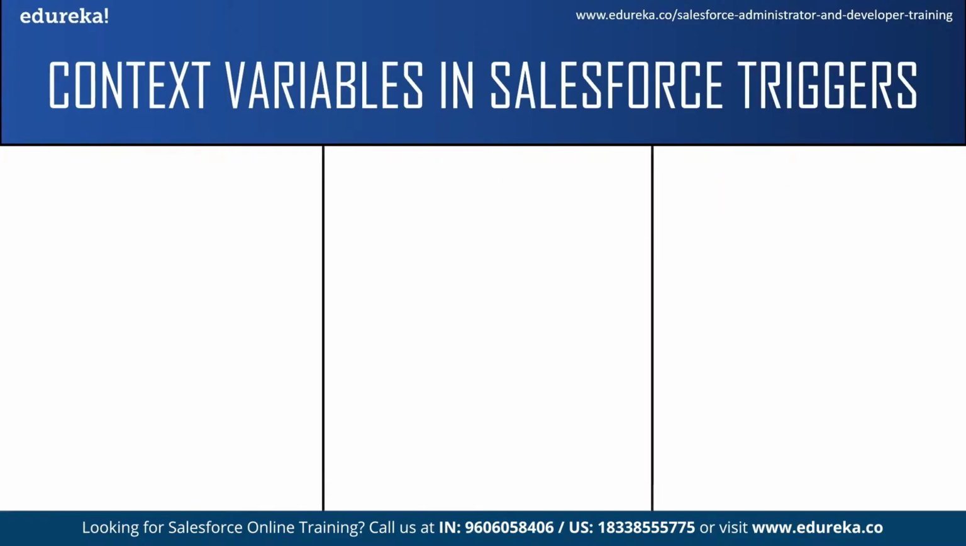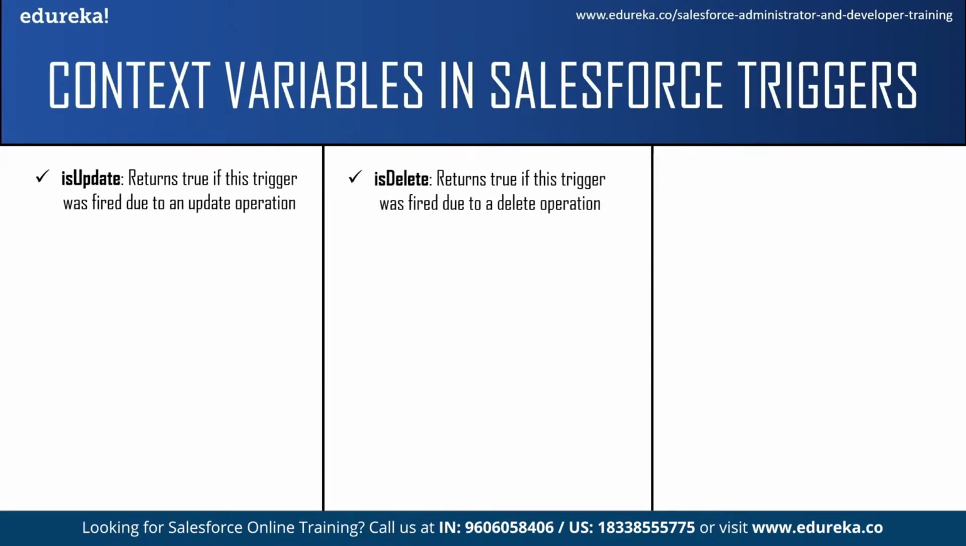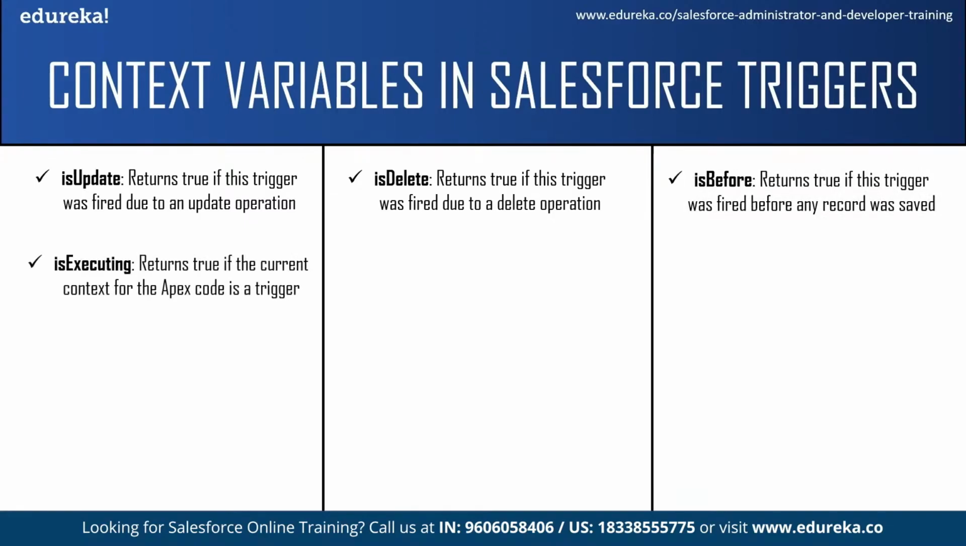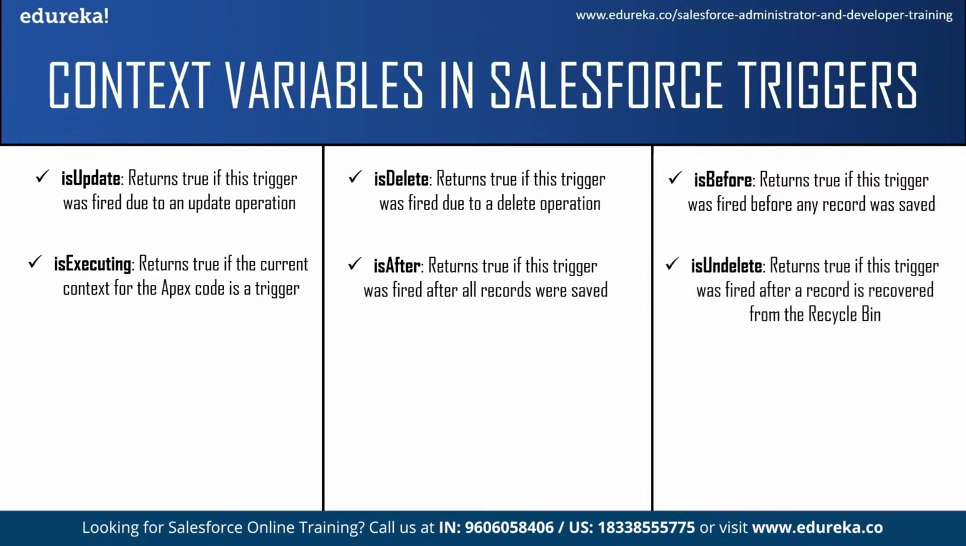The next context variable is isUpdate. This returns true if the trigger was fired due to an update operation. Next is isDelete. This returns true if the trigger was fired due to a delete operation. After this, we have isBefore. This returns true if the trigger was fired before a record was saved to the database. After this, we have isExecuting. This returns true if the current context for the Apex code is a trigger and not a Visualforce page, a web service, or an API call. The next context variable is isAfter. This returns true if the trigger was fired after all the records were saved to the database. Next is isUndelete. This returns true if the trigger was fired after a record was recovered from the recycle bin.